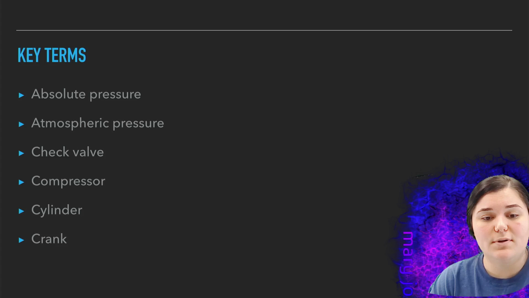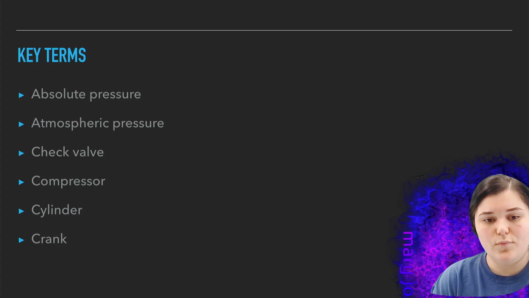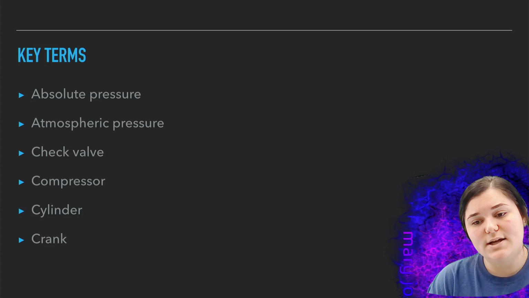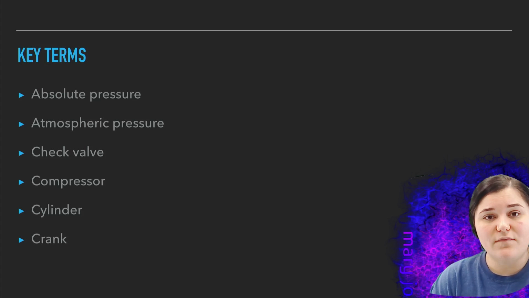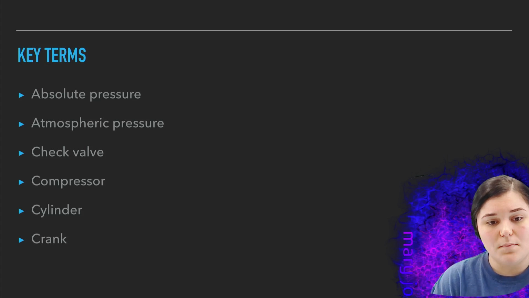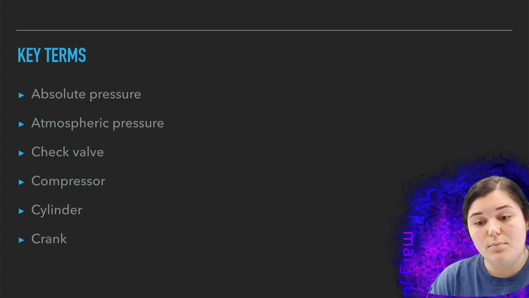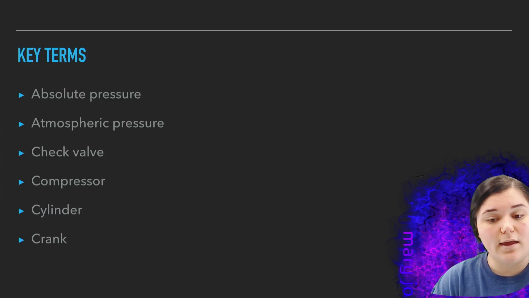Here I'm going to go through a list of some key terms that you're going to hear and just need to make yourself familiar with. First we have absolute pressure. That's the total pressure exerted on a system, including atmospheric pressure. Atmospheric pressure is the pressure exerted by the weight of the atmosphere above the point of measure. A check valve, a valve that allows flow in one direction but prevents flow in the opposite direction. A compressor, an air pump that compresses air into a receiver tank.